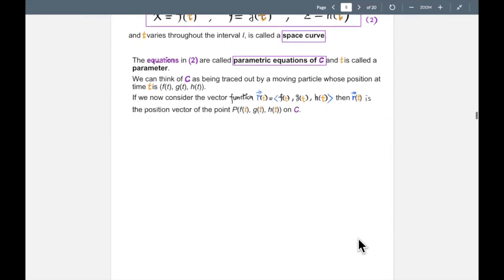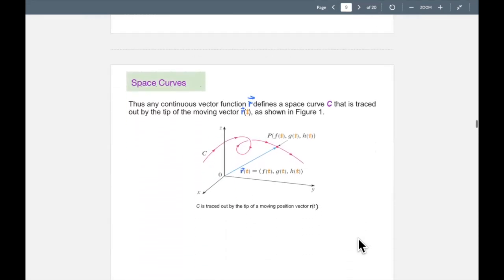Maybe I should give you a picture, then you can see better. Here's a picture. We have this point, the different x, y, z. This is the position vector of this point. As you move this point, the position vector is going to move, and the tip of it is going to trace out this space curve right here.